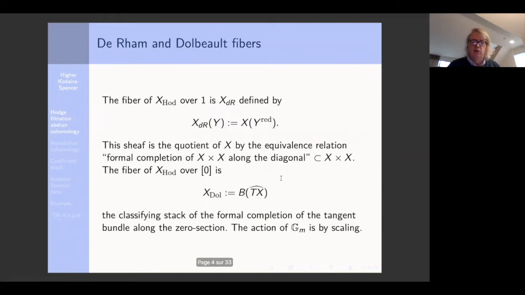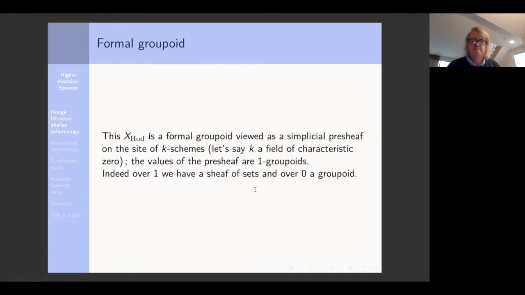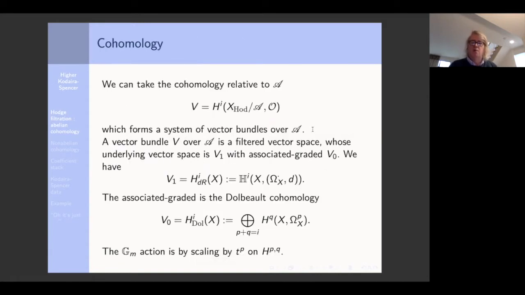Let me just go back. The groupoid is the B of T_X. Okay, and then we can take cohomology relative to A. So we can take the cohomology of X Hodge over A. So this means R^i pi lower star or something down to A. And we get a system of vector bundles over A, the script A.